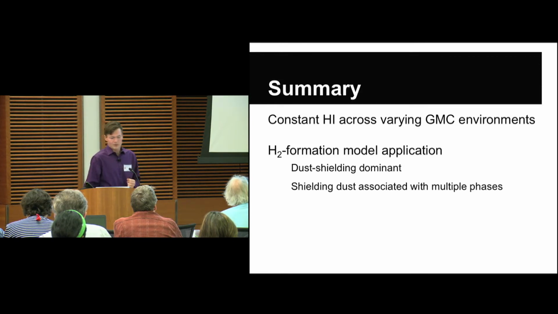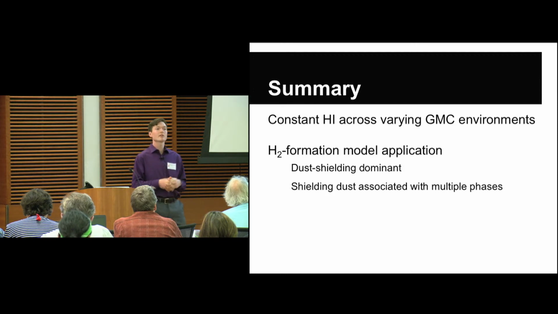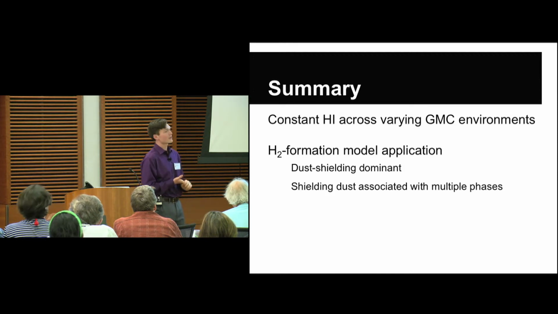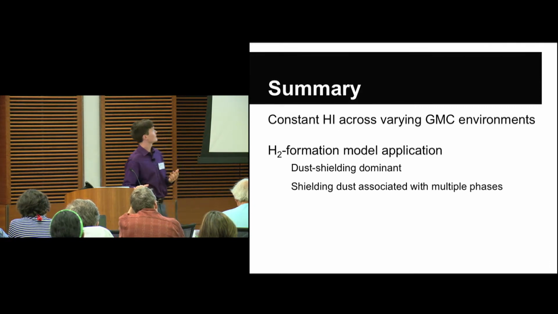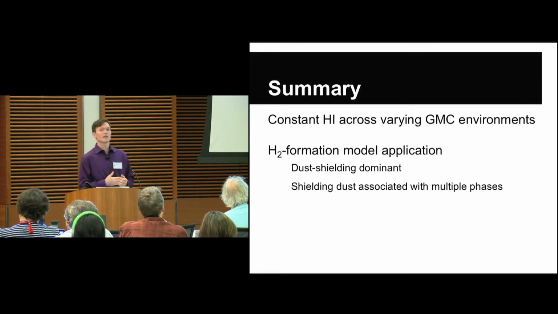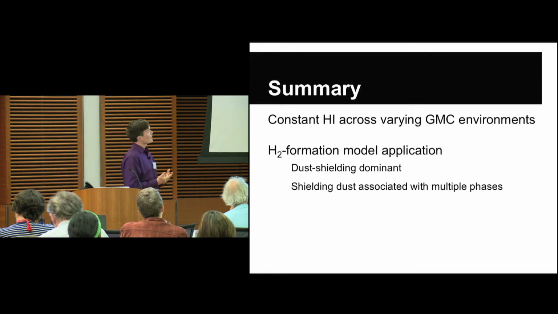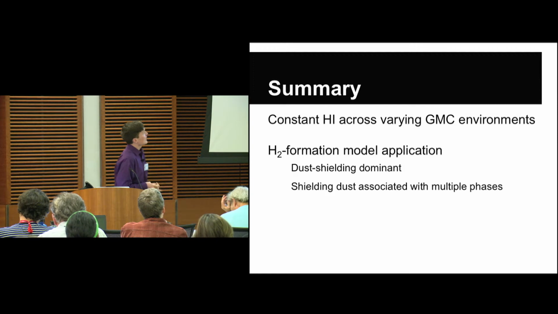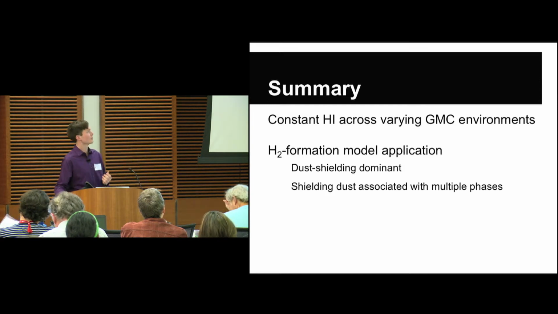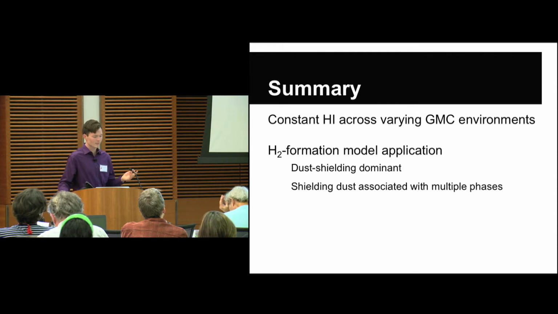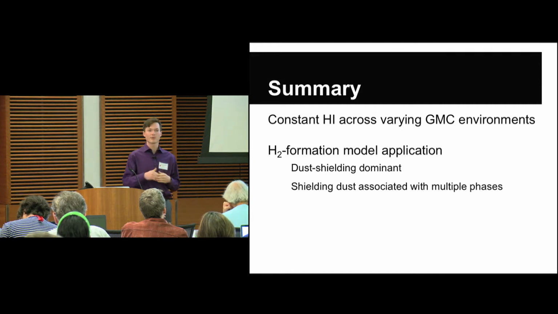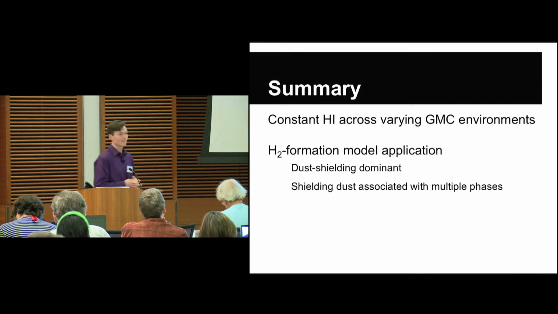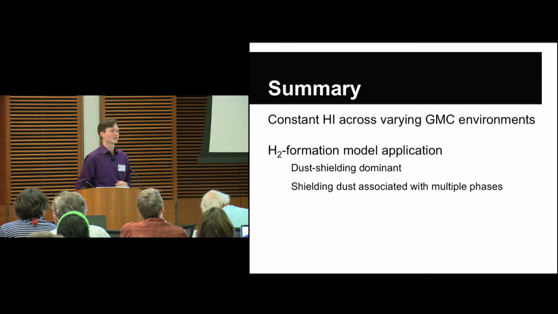Okay. So just to recap, we found a nearly constant H1 surface density across these three molecular clouds, all with varying star formation rates and masses. And after applying a steady state H2 formation model, the model is predicting that dust shielding is dominant in these molecular cores, and that the atomic envelopes associated with the shielding dust are in multiple phases. The atomic envelopes are diffuse. All right, so thank you, and I'll take any questions.